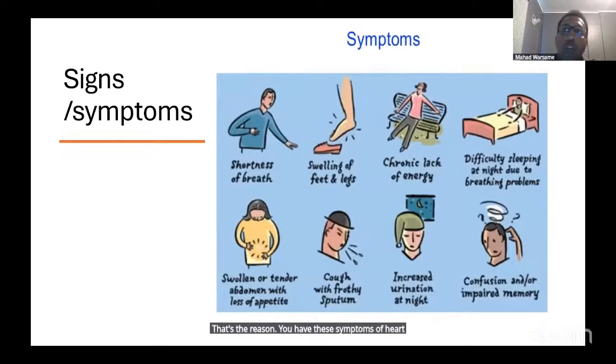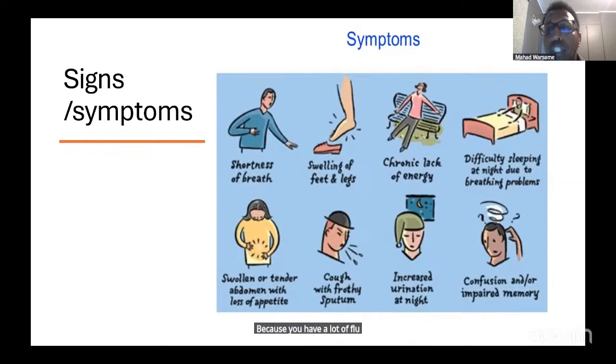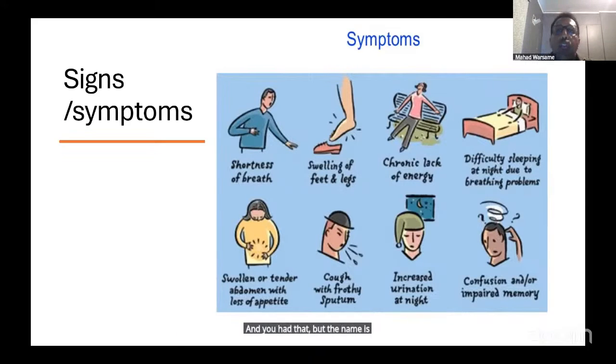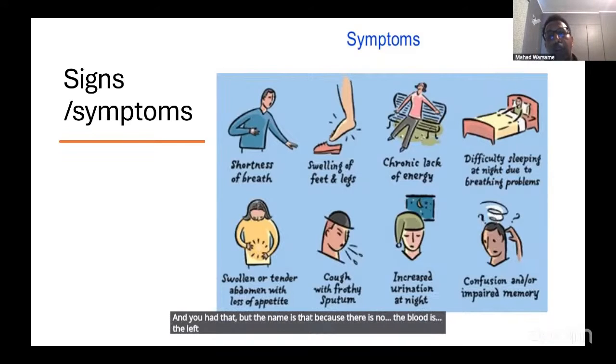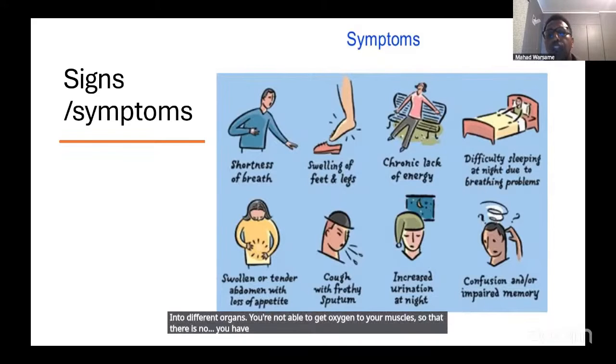So you know why you have neefta kugu dhegaysa, because you have a lot of fluid in your lungs. Wuxuu ku bararayaa luguhu, because you have a lot of fluid, there's congestion, dhiigga isku ururay, there's no forward flow. And waxaad daal badan dareemaysaa, because the left side of the heart is not pumping blood into different organs. So you're not able to get oxygen to your muscles, so that you have lack of energy.